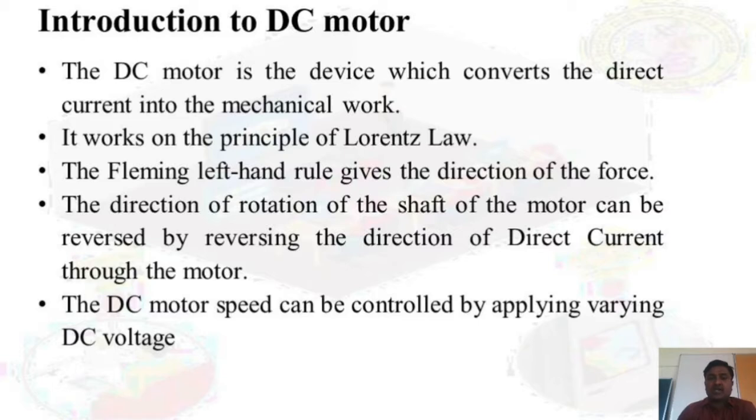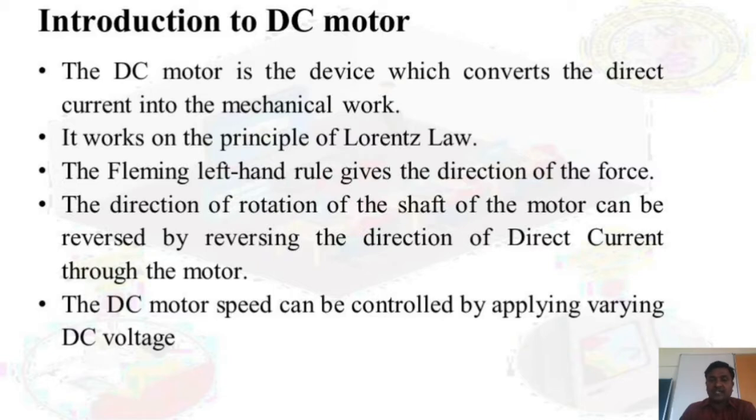The DC motor is the device which converts direct current into mechanical work. That is, the direct current given will produce mechanical work, which will be rotating a fan in clockwise direction or anti-clockwise direction. It works on the principle of Lorentz law. Fleming's left hand rule gives the direction of the force.